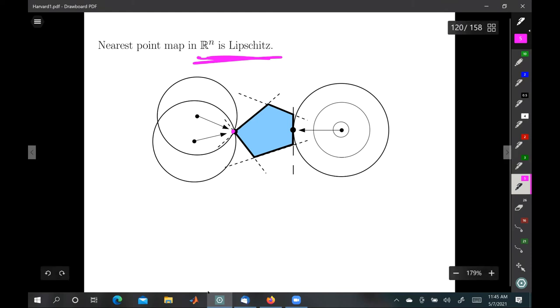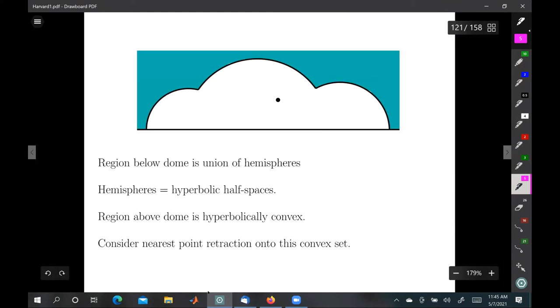What's the hyperbolic analog? Well, this is in three dimensions, and it's hard to draw on a slide. So in this picture, R3 plus is up here, and the line down here is R2.